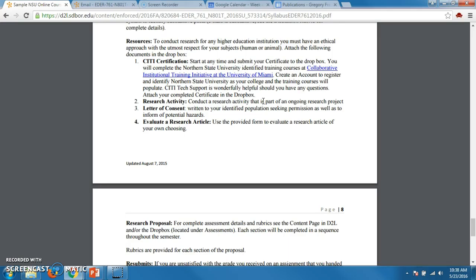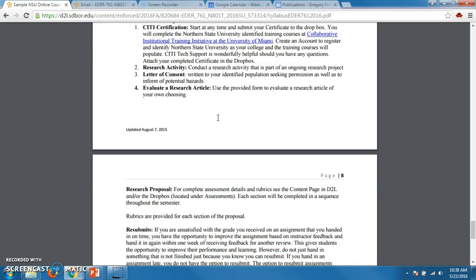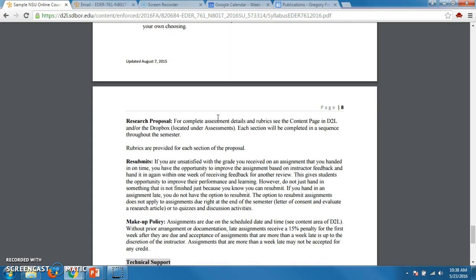For the resources, you need to learn some important tools and keys to conducting research. And so the CITI certification, which will be due next week, is something that you have to submit. It gives you some training for doing research according to ethical guidelines. Then there is a research activity, and we'll talk about that later as the time of that assignment approaches. Conduct a research activity that is part of an ongoing research project. You're going to write a letter of consent to your identified population seeking permission as well as to inform of potential hazards, and then you're going to evaluate a research article. That will come at the very end of class.